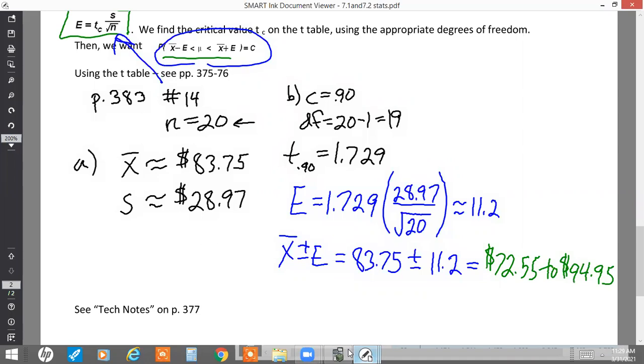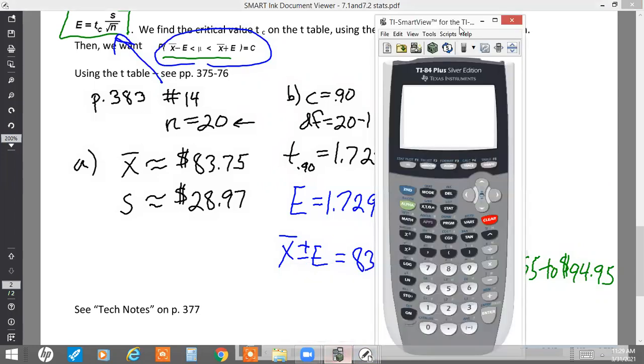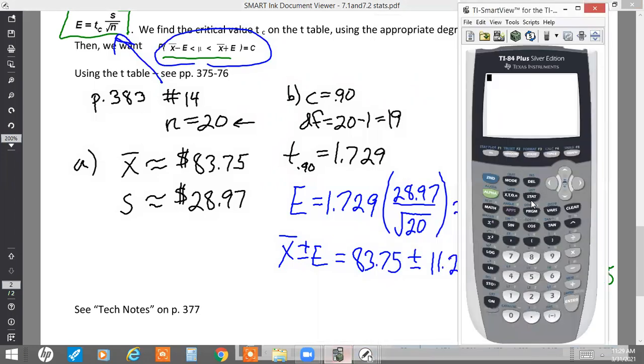All right, let's take a look at this on a graphing calculator. So you should see a graphing calculator up here now. So we're going to go to Stat. And we'll go to Tests. This time I am looking for a T interval because we're using a T distribution. So I'm going to arrow down and find that. Here we go. T interval, option number 8. We'll press enter.